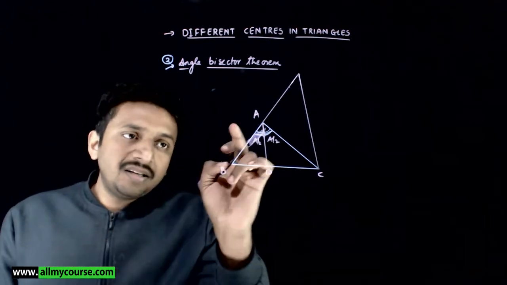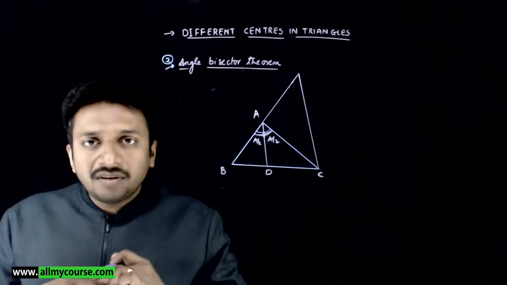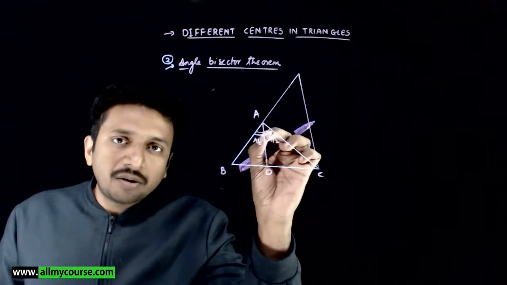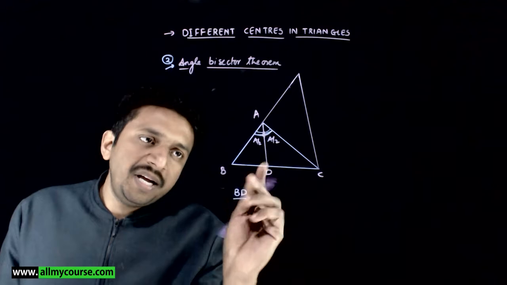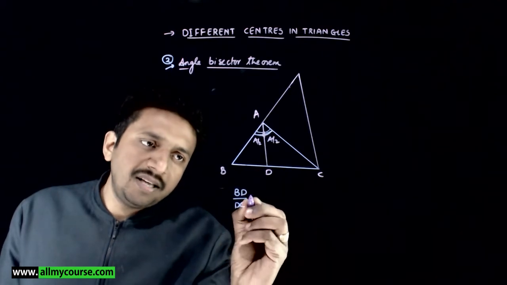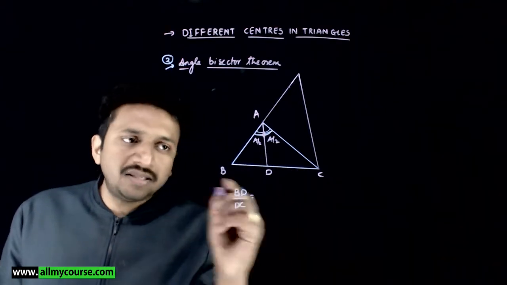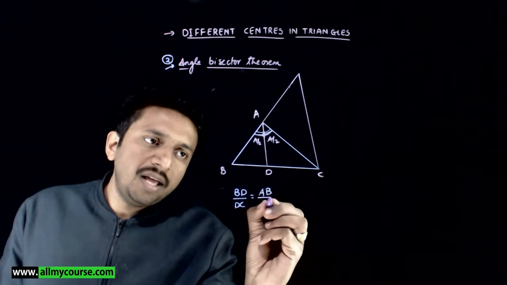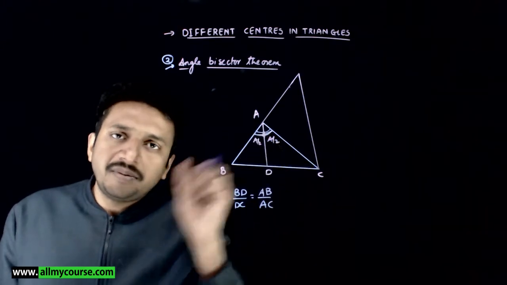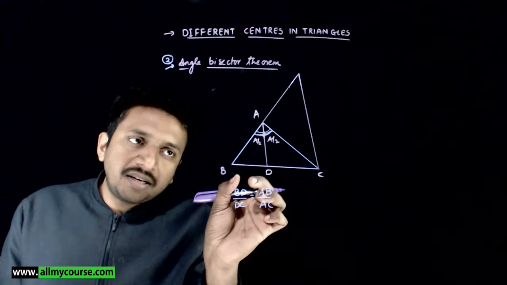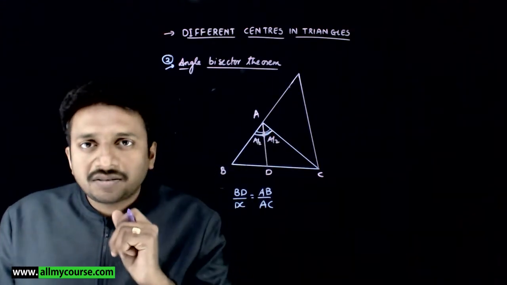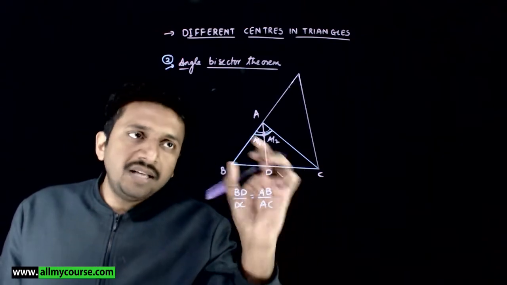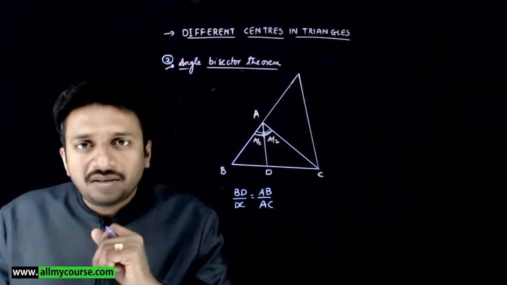This theorem says that if ABC is a triangle and if AD is the angle bisector of angle A, then the ratio of BD by DC will be equal to AB by AC. The angle bisector divides the opposite side in the ratio of adjacent sides. BD by DC is equal to AB by AC.